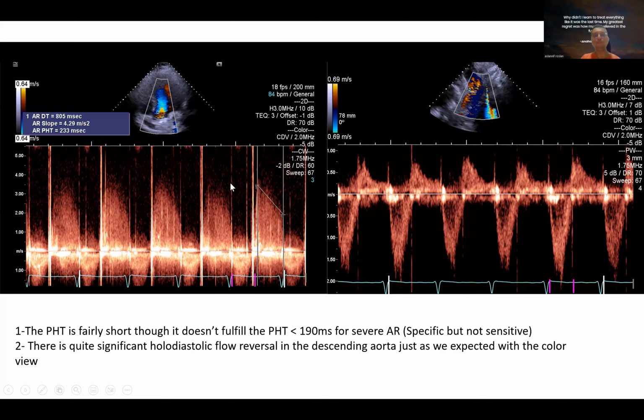This is the continuous wave Doppler across the aortic valve. The pressure half time is not short. It is more than 190 milliseconds. But remember, I say that this is not sensitive, but specific. But we can see holodiastolic flow reversal in the descending aorta.